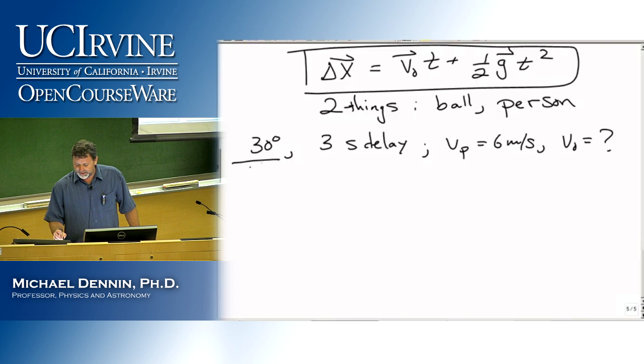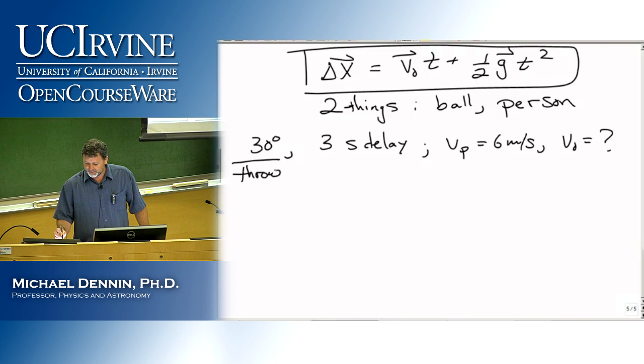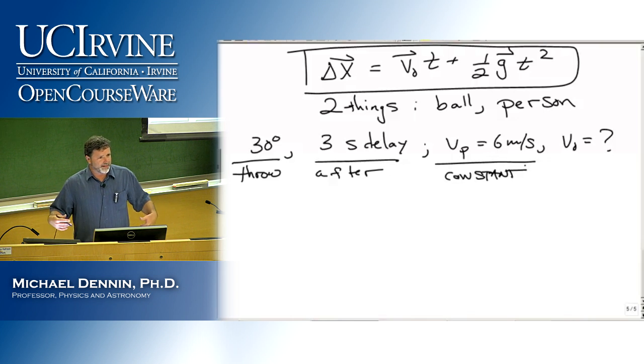So I'm throwing it at 30 degrees. After a 3-second delay, they're running with a constant speed. We started at the same place, and he catches it at the same height I threw it from. And I want to know how fast I threw it.